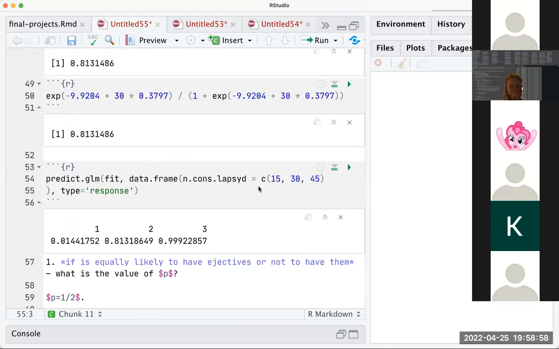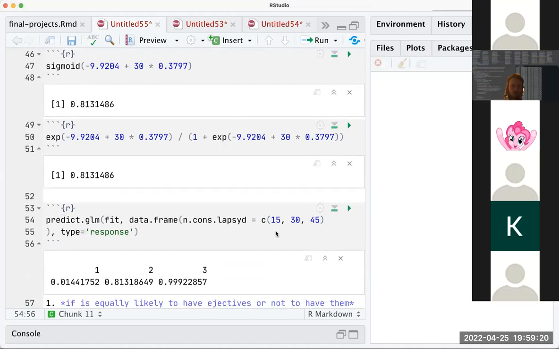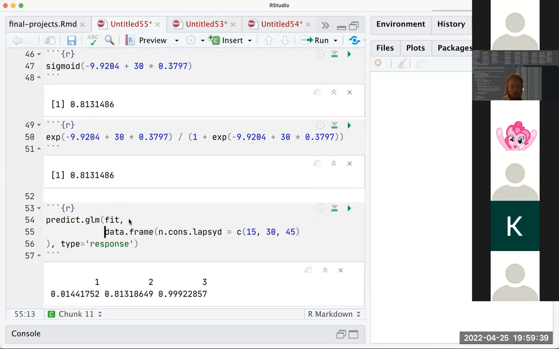Okay, yeah, we see that I created this data frame, and in this data frame, I have three rows, for which values of this variable are equal to these values, 15, 30, 45. And you see that the prediction that we have for this value 30 is exactly the same as we obtained manually. Again, we did some truncation, so this term can be different, but anyway, this is the same number. So this is the way how we can get the predictions.